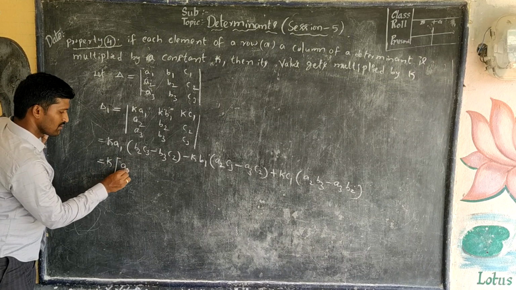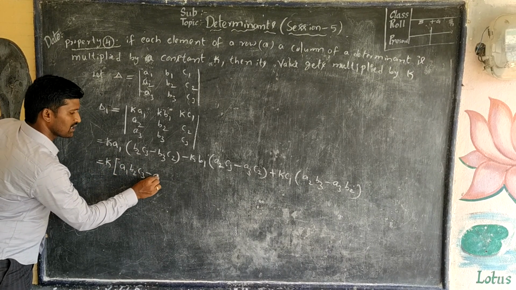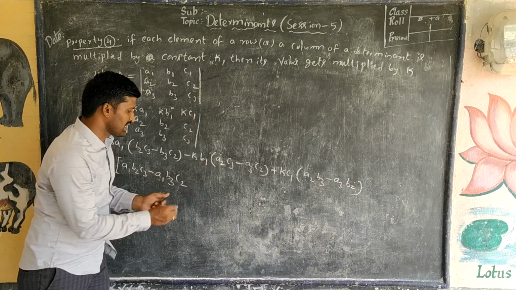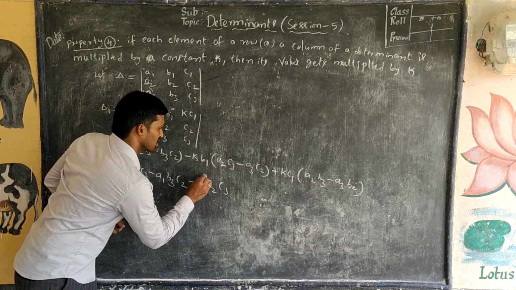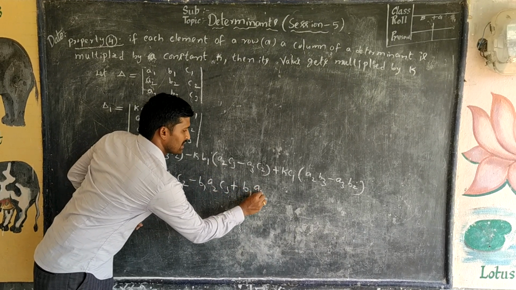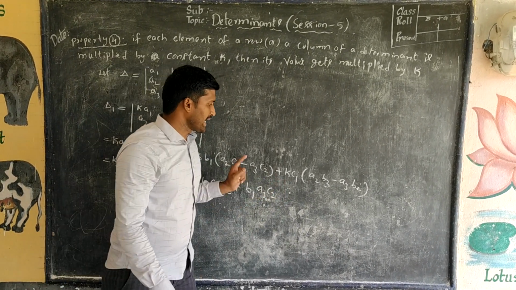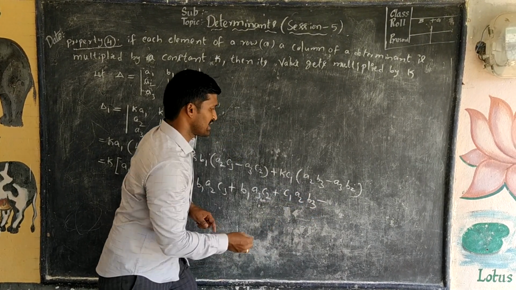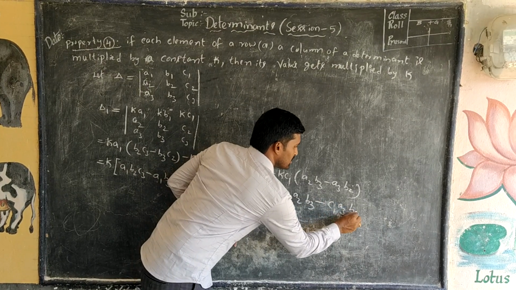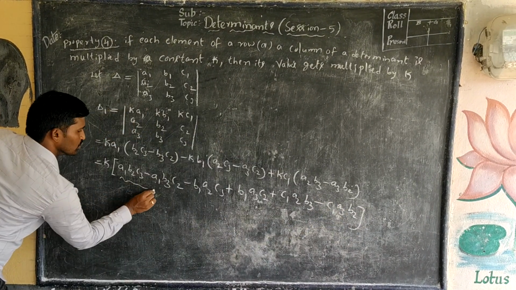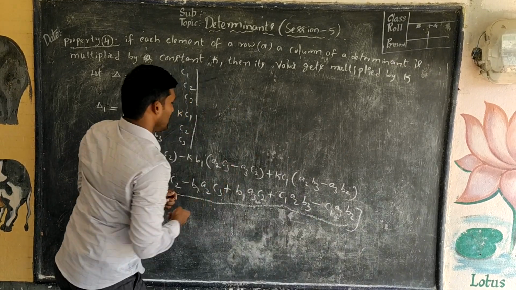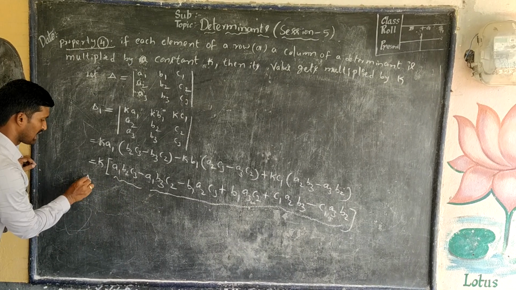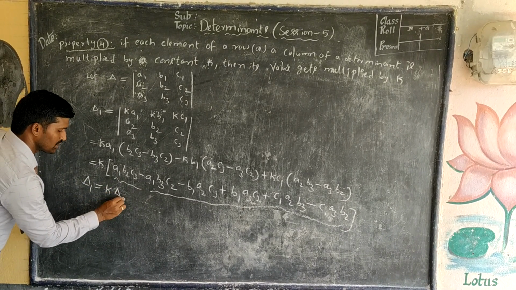A1 multiplying inside: A1 B2 C3 minus A1 B3 C2. Here k is common, remaining minus B1 multiplied inside: minus B1 A2 C3, and minus into minus gives plus B1 A3 C2. k common, remaining C1 multiplied: C1 A2 B3 minus C1 A3 B2. This total value, if you expand delta along any row or column, is the value of delta. Now the left side, delta 1, is equal to k into delta.